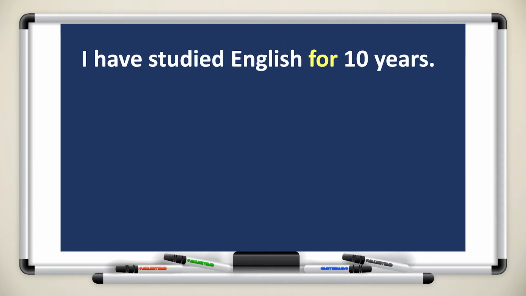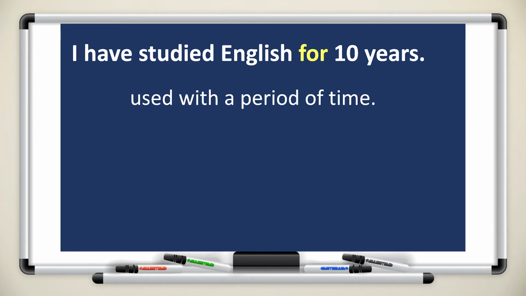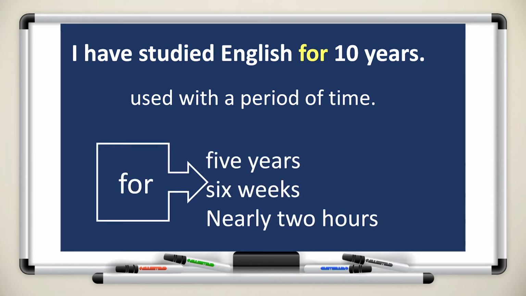If we talk about durations, we can use for or since. How can we use them? Let's look at this sentence. I have studied English for 10 years. We use for when we're talking about a period of time. For example, 5 years, 4 years, 6 years, 2 hours, a period from to. So we say, I have studied English for 10 years.